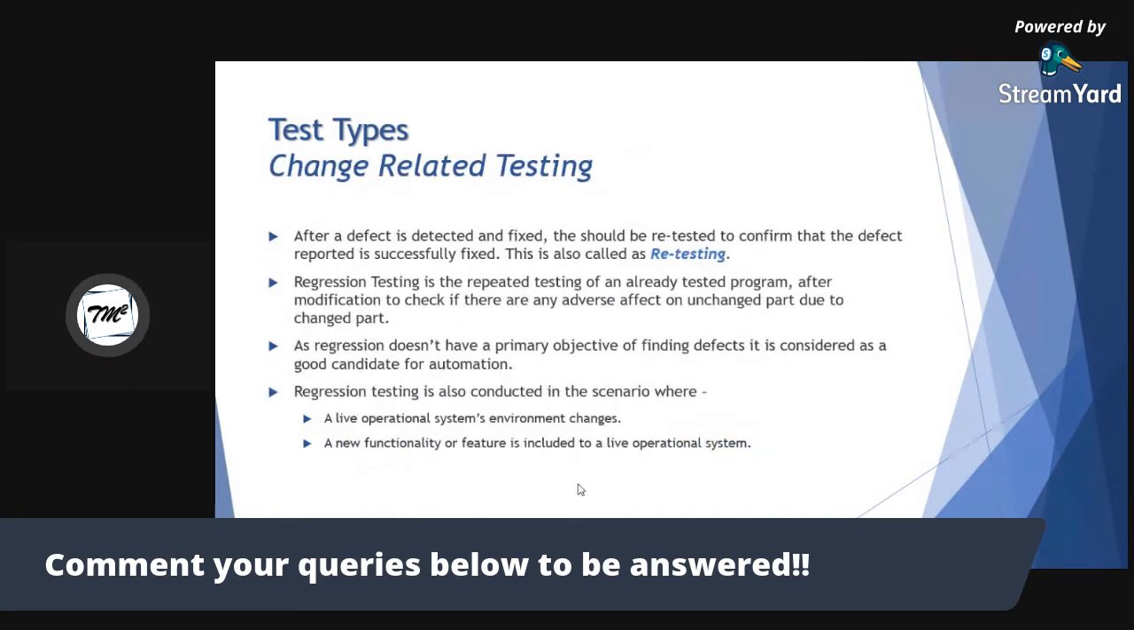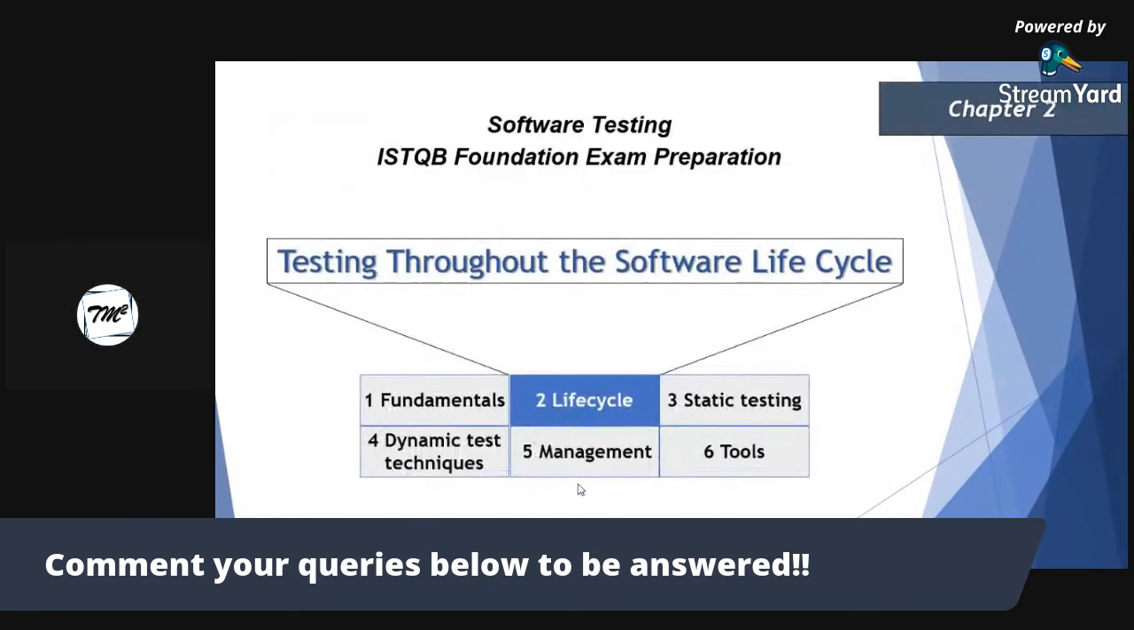Change related testing, we have confirmation testing and regression testing. Confirmation testing is to make sure that the bug which you reported is fixed. And on the other side, regression testing means making sure that the bug which is fixed is not having any impact on the unchanged part of it.